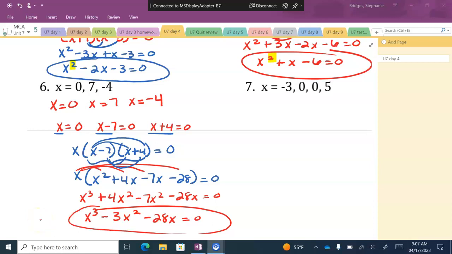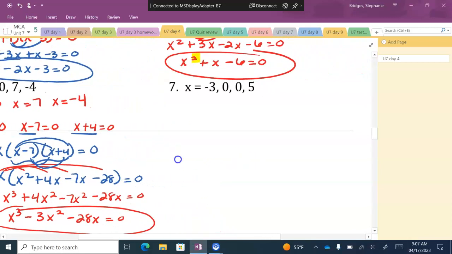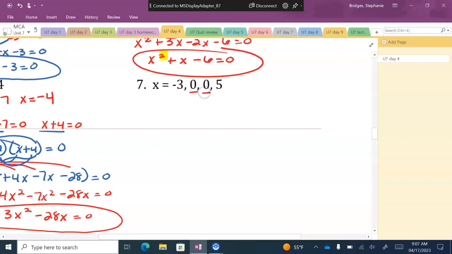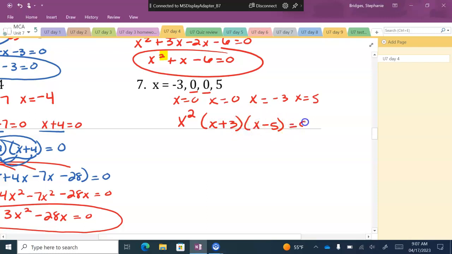Now, for 7, the one thing I would say is whenever I have the number 0 as a solution, I would put however many of them I have first, and then just put an exponent that tells you how many of them there are. Then I can do my other two numbers. It doesn't matter the order of those. That's going to give me x plus 3. That's going to give me x minus 5. Again, I'm going to hold on to that x squared for a few minutes.